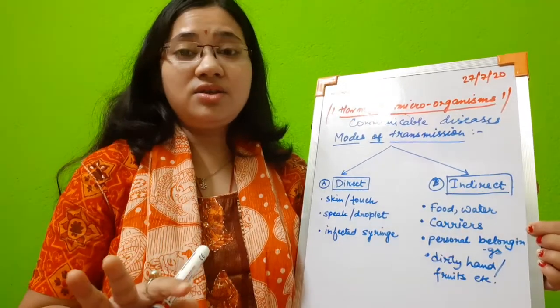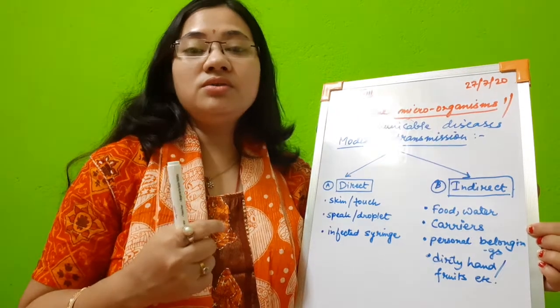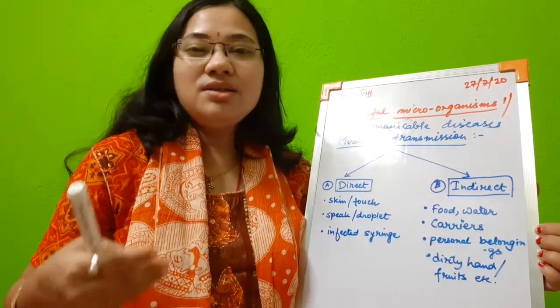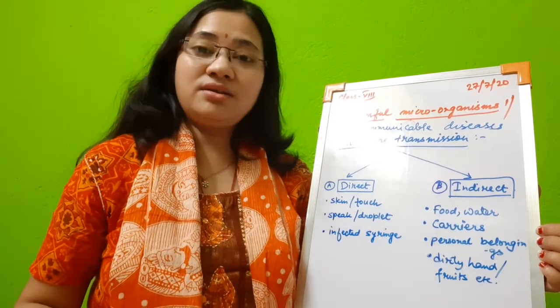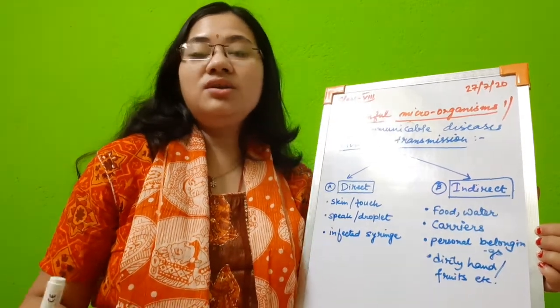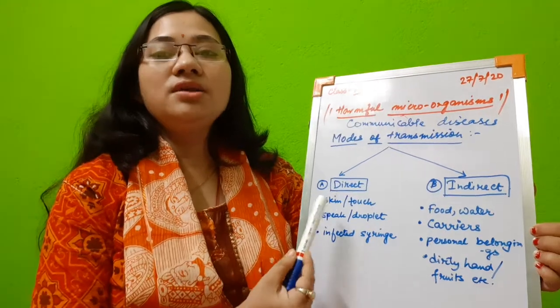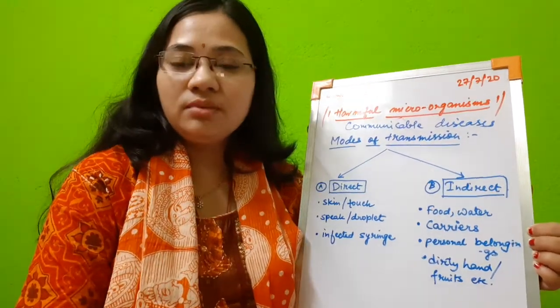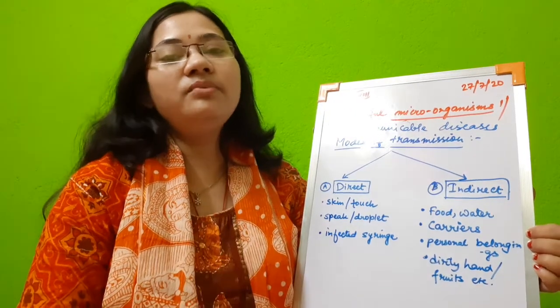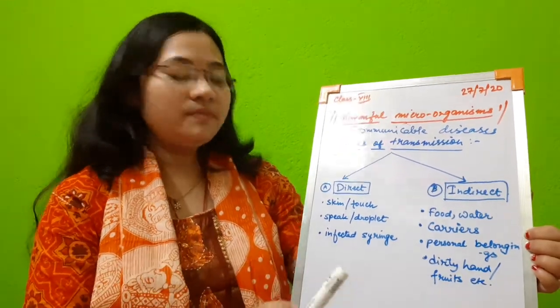So skin or touch. That is why we should not wear clothes of such people who have diseases or itching problems or skin problems, allergies, etc. Or leprosy. So these are the diseases in which the mode of transmission is skin. These examples are given in the book. Please memorize two examples of diseases in each case.